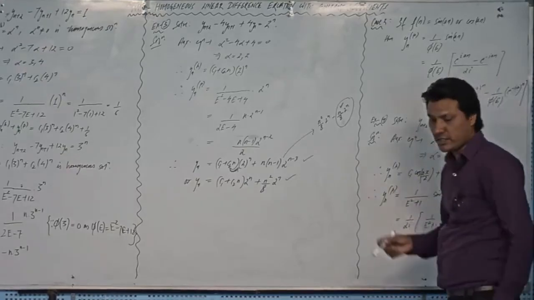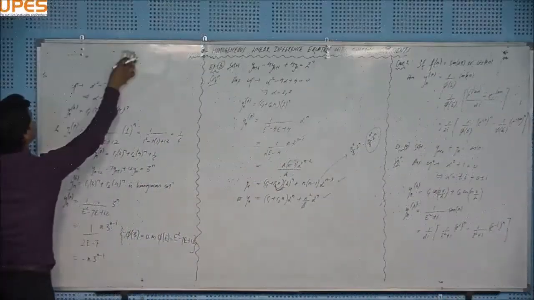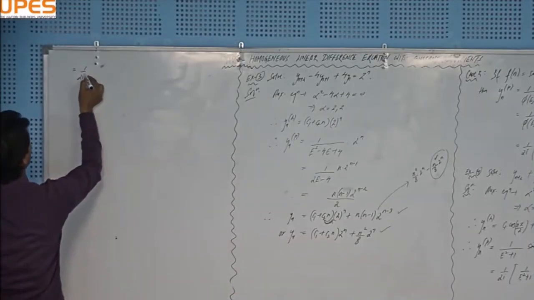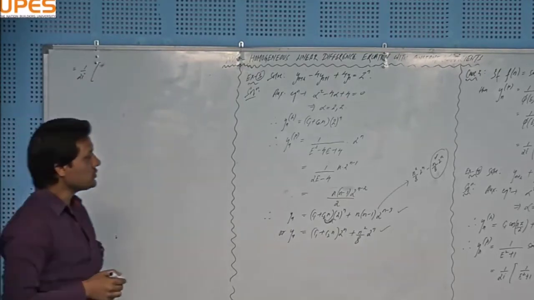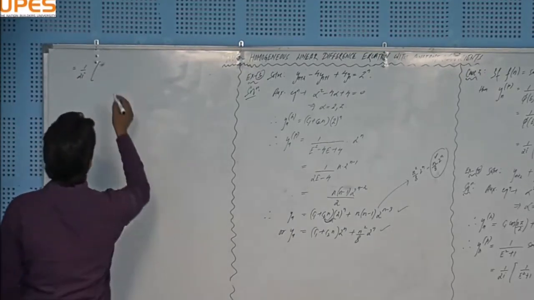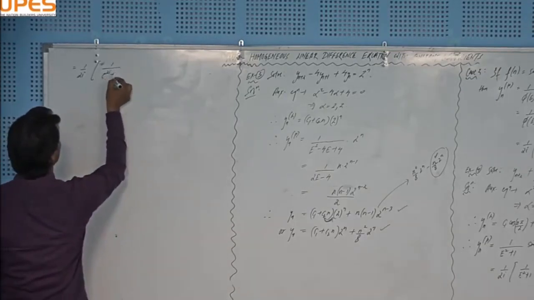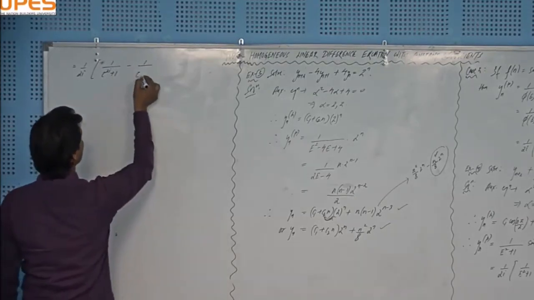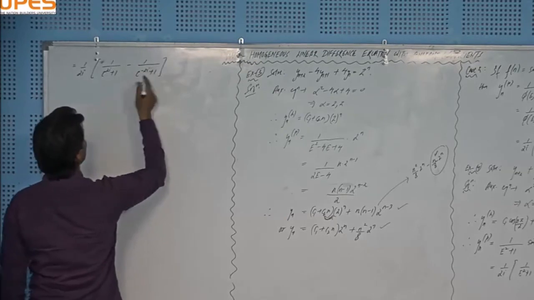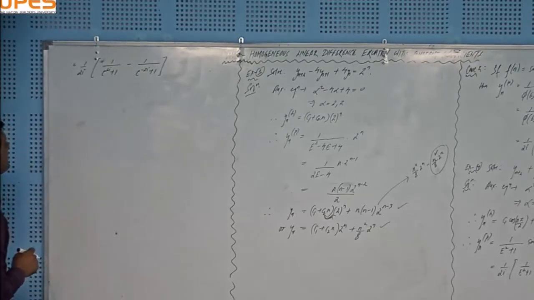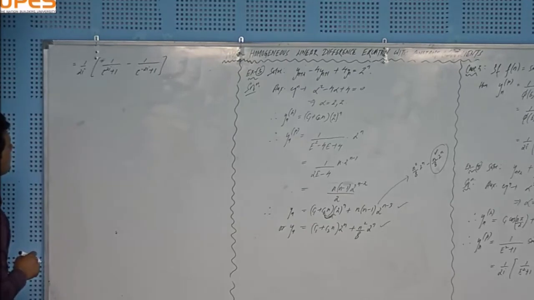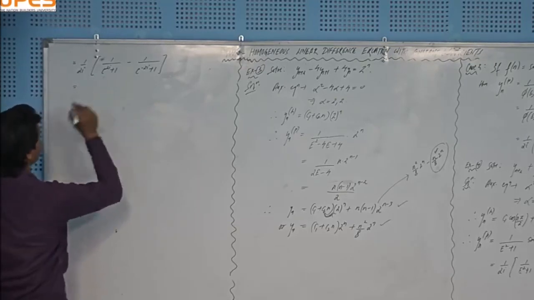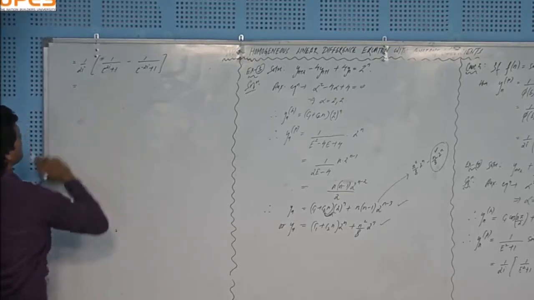I will write it here. So that will give you 1 over 2 iota, and that will produce 1 over e to the power 2 iota plus 1 minus 1 over e to the power minus 2 iota plus 1, right? And now I have to take the LCM, right? Okay. If I take e to the power iota common, then it will be e to the power iota, e to the power minus iota. Fine.